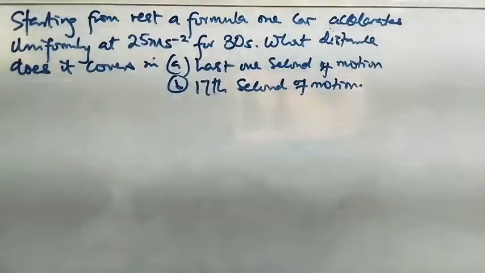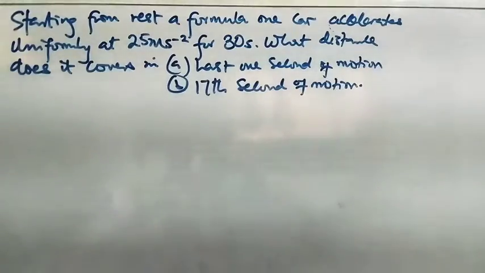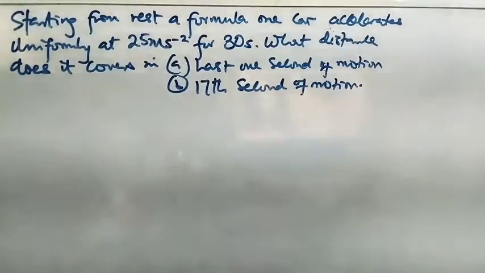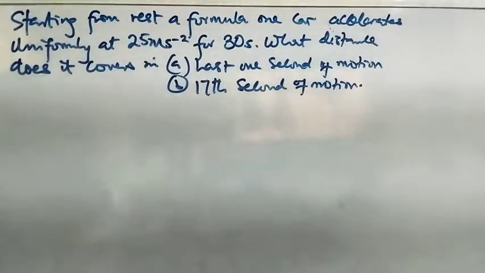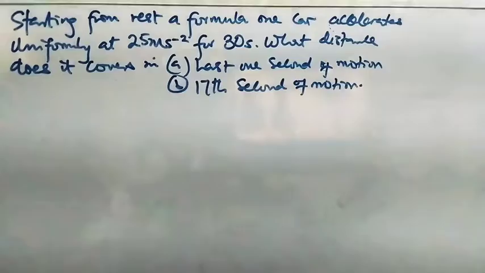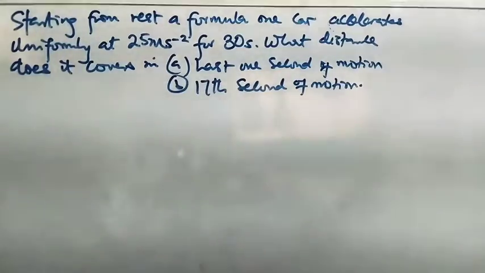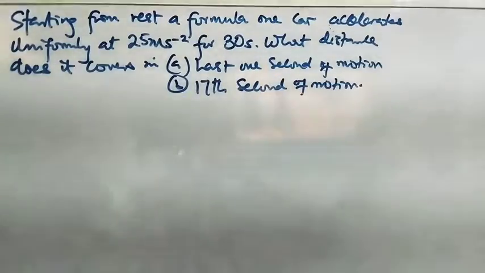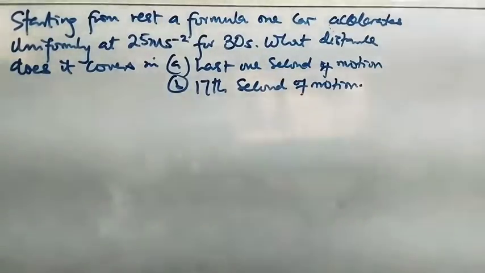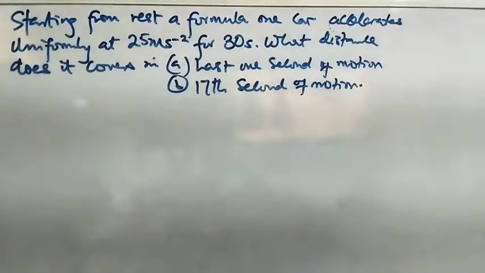Now here's the first question. Starting from rest, a Formula 1 car accelerates uniformly at 25 meters per second squared for 30 seconds. What distance does it cover in question number 1, the last 1 second of motion? And question number 2, the 17th second of motion.